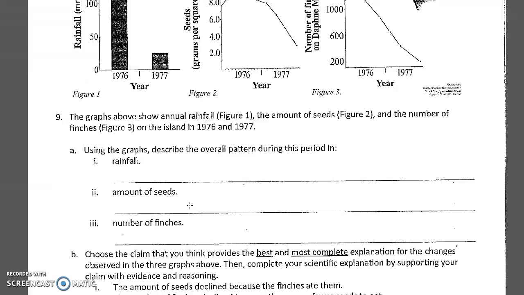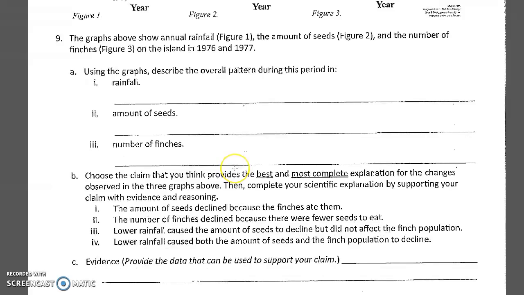A. Using the graph, describe the overall pattern during this period in 1. Rainfall, 2. Amounts of seeds, 3. Number of finches. So for 1, you're just going to look at the rainfall graph and describe the pattern. For 2, you're going to look at the amounts of seeds graph and describe the pattern. And 3, you're going to look at the number of finches and describe the pattern.